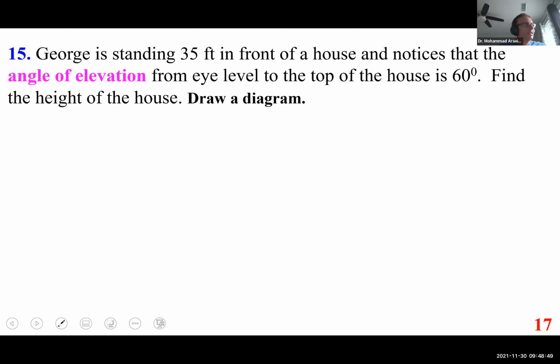Could you read this, please? George is standing 35 feet in front of a house and notices that the angle of elevation from eye level to the top of the house is 60 degrees. Find the height of the house. Draw a diagram.